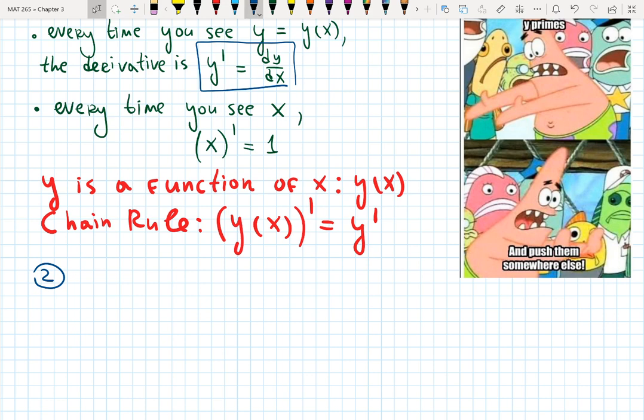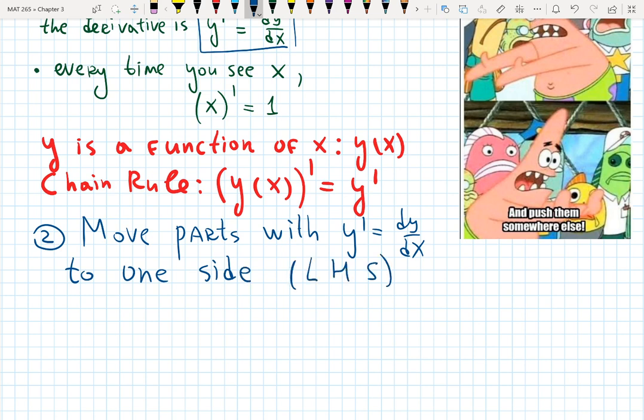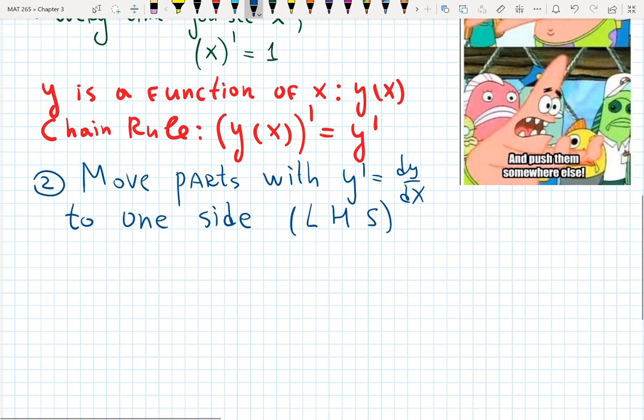So move parts. Step 2. Identify and move parts with y prime or dy over dx, whatever you wrote over there. Just be consistent, either or. To one side. I prefer the left-hand side, but then I saw people doing the right-hand side, so now I'm pointing this out. You don't have to do whatever I do. Whatever is convenient to you.